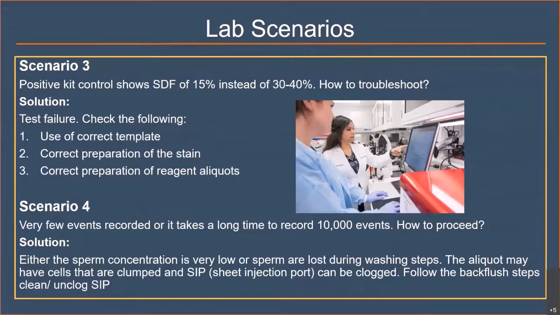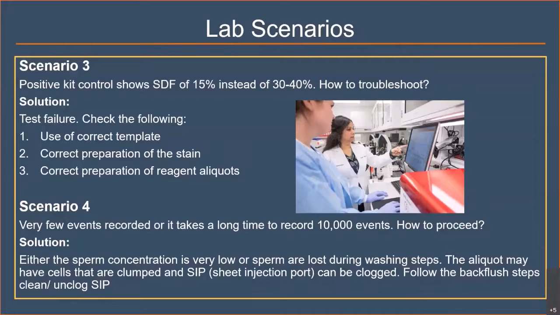Scenario number three is that the positive kit control shows a very low sperm DNA fragmentation of only 15% instead of the 30 to 40%, which is the desired percent of DNA damage. How do we overcome this situation? The solution here is that this is a test failure because the positive control did not give the desired percentage of DNA fragmentation. We make sure that we have used the correct template, we performed the staining steps correctly, the reagents were prepared correctly, and because it's a test failure, we should repeat this test again.